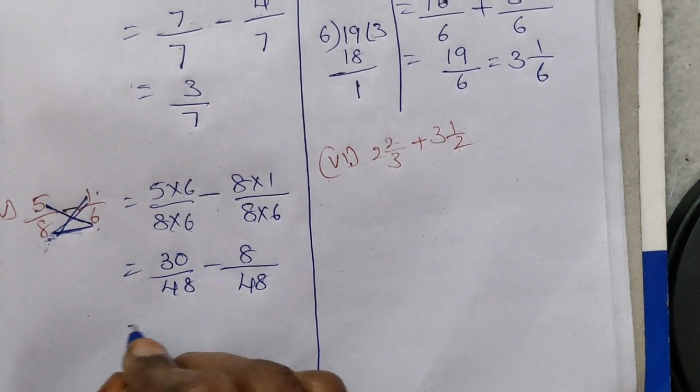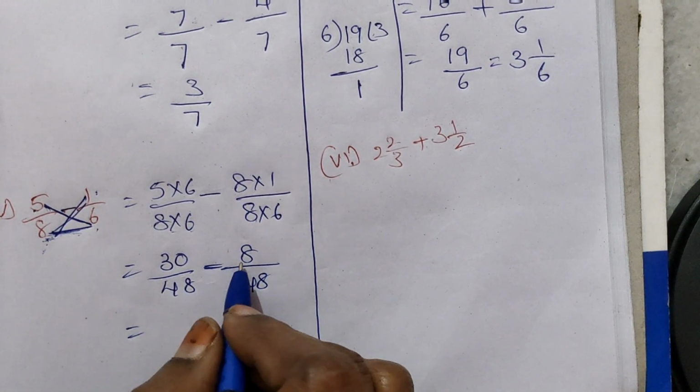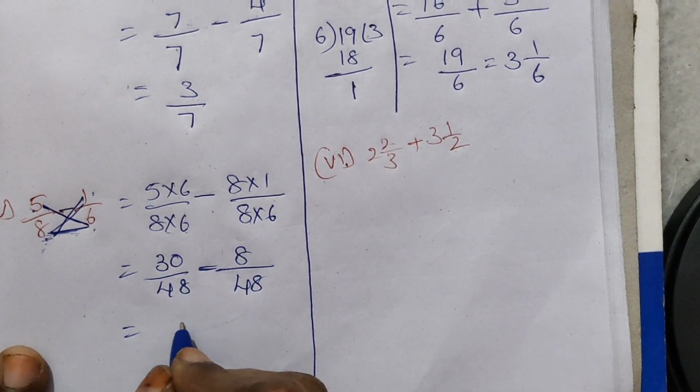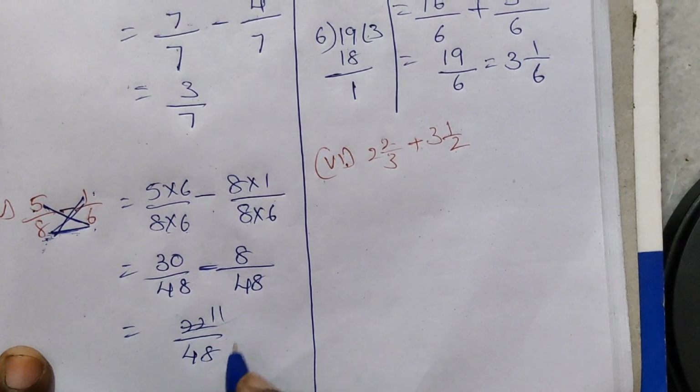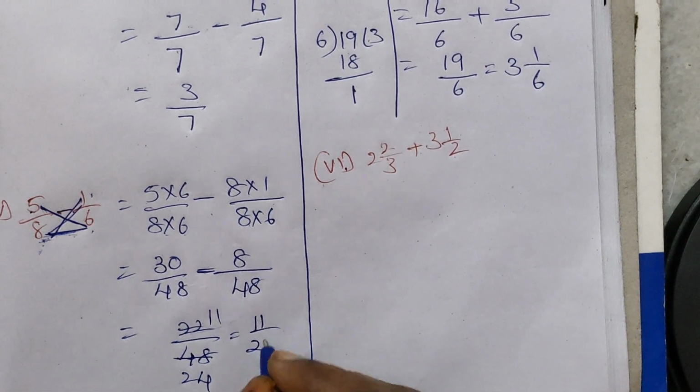So, 30 minus 8. Here, denominators are same, we can subtract numerators, they are like fractions now, okay. 30 minus 8, how much? 22. 22 by 48, I will cancel this one, 2 ones, 2 2's, 2 4's. This is 11 by 24.